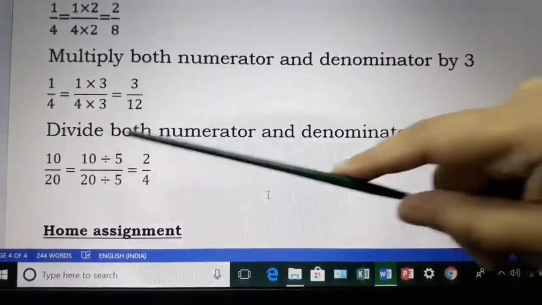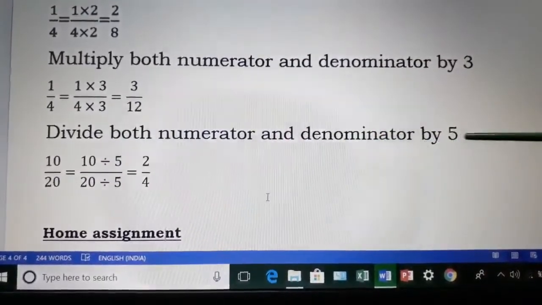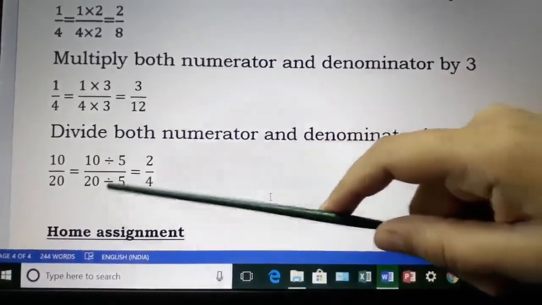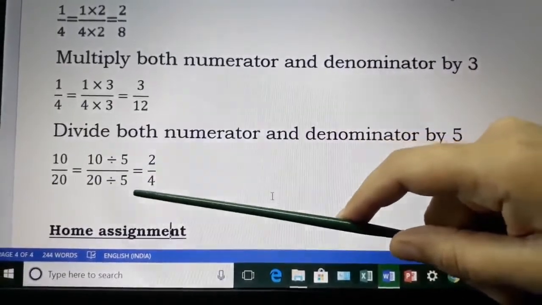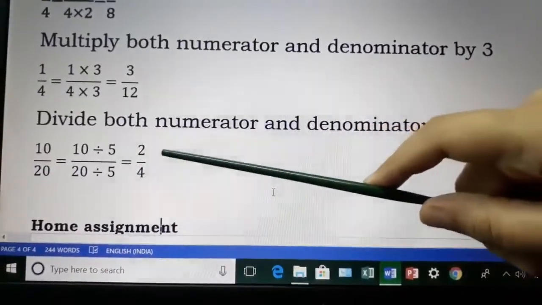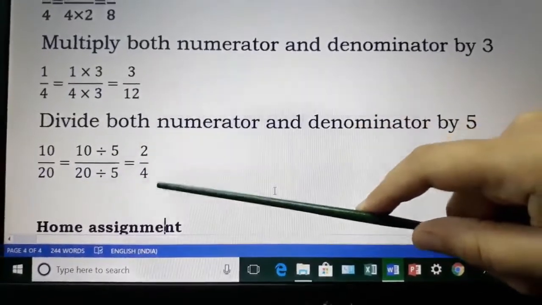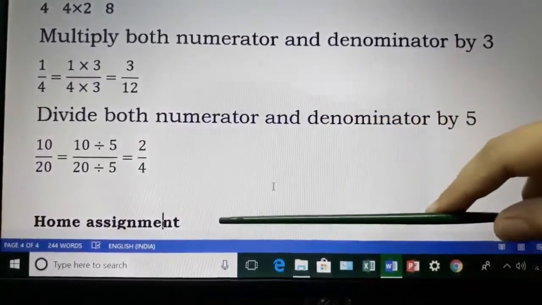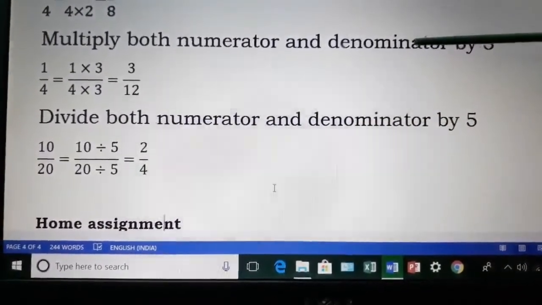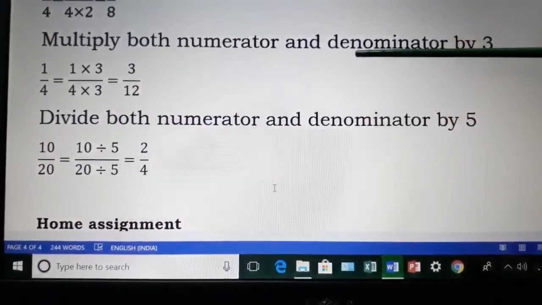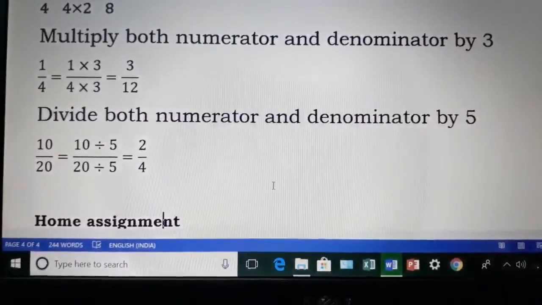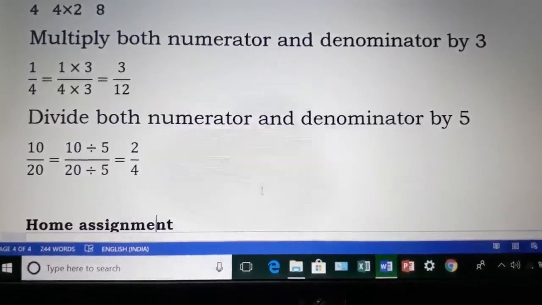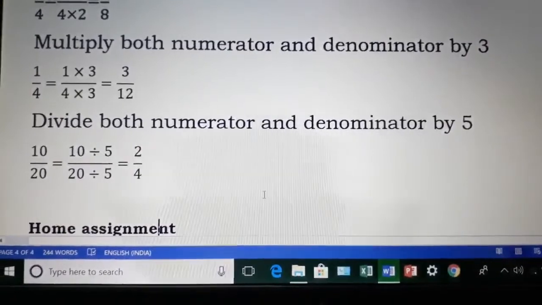Now let us divide. Divide both numerator and denominator by 5. 10 upon 20. 10 will be divided by 5. So denominator 20 will also be divided by 5. So 10 divided by 5 we get 2 and 20 divided by 5 we get 4. So we get 2 upon 4. 2 upon 4 is equal to 10 upon 20. So this is how we can make n number of equivalent fractions. You just have to multiply the numerator and denominator by the same number, or you can divide the numerator and denominator by the same number.